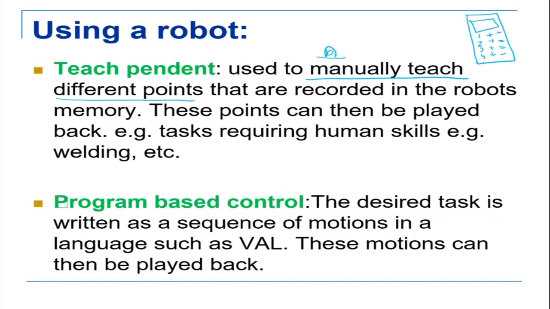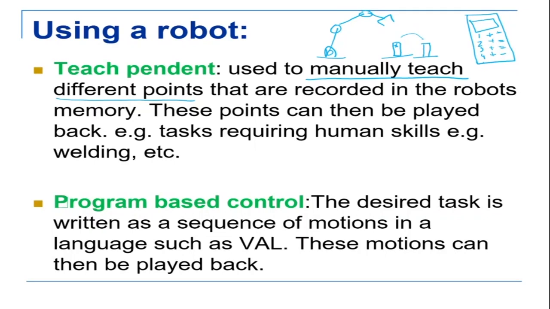For example, if we have a robot here, the robot has to pick up something from here and keep it here. So at this point, we can use the teach pendant, take the robot till here, make it catch this, then take it here, right? Just by pressing different buttons in the teach pendant.